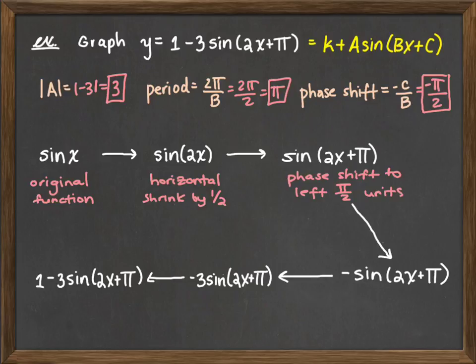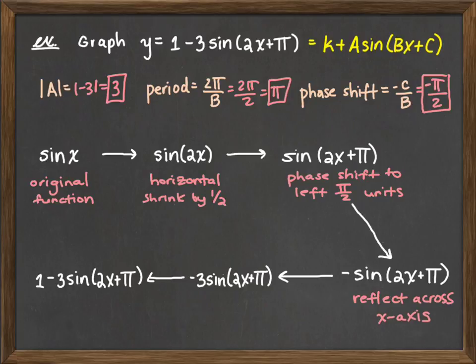And it's to the left because this is less than 0. Negative pi over 2 is less than 0. So what I'm doing is I'm deconstructing this original graph or function y equals 1 minus 3 sine of 2x plus pi into all these pieces. So the next thing we would do is we have this negative sine of 2x plus pi. So this is just reflection across the x-axis. So whatever we have here, sine of 2x plus pi, we're just reflecting across the x-axis.